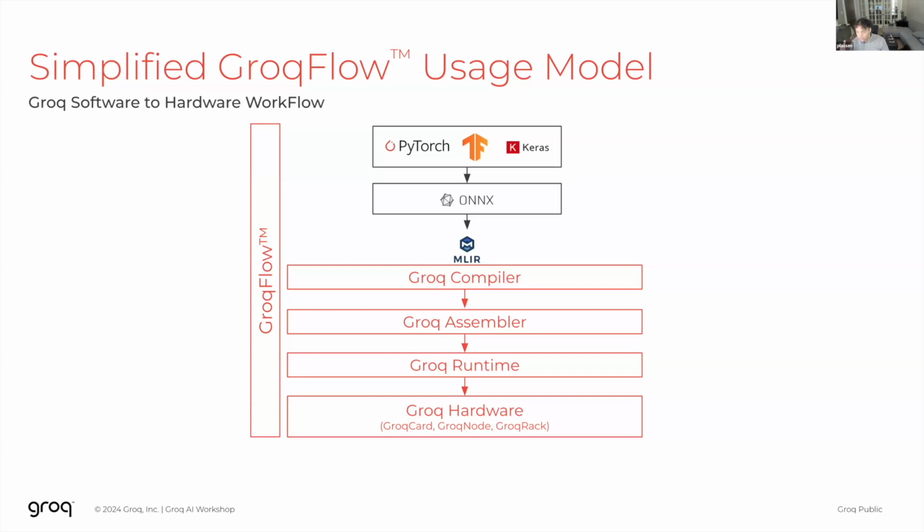For those of you who attended the sessions yesterday, you were introduced to Groqflow. It is our recommended way of interfacing with our software stack. The Groq compiler is really the workhorse behind Groqflow. Groqflow does some input pre-processing of the original ML graph, and then it calls into the Groq compiler, which takes the ONNX model.